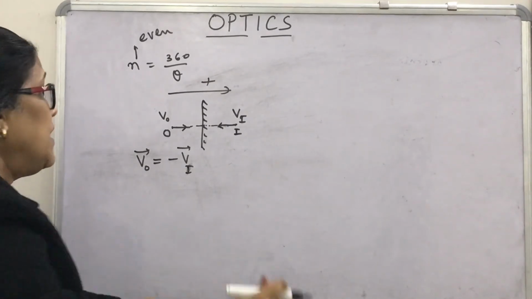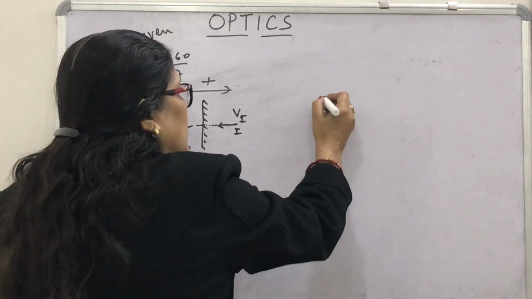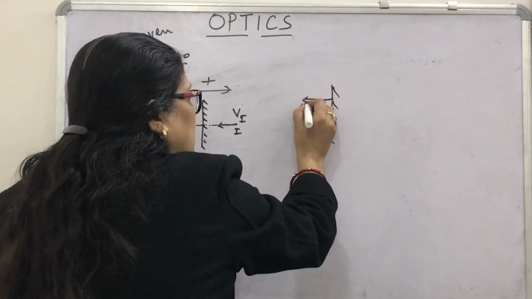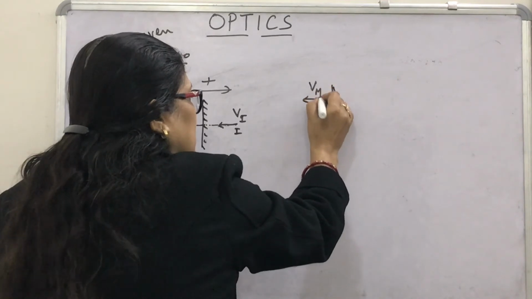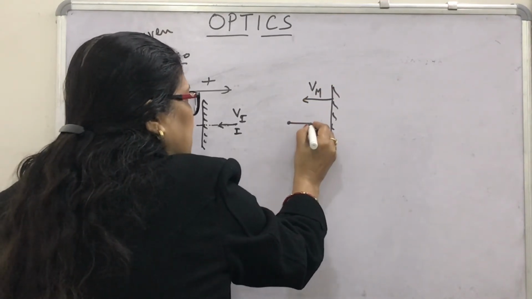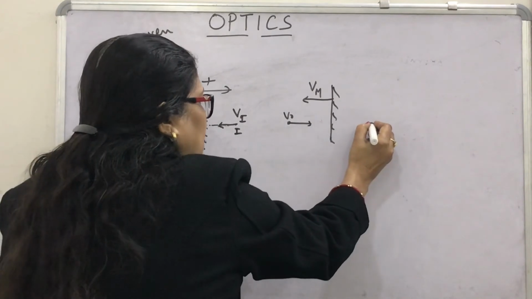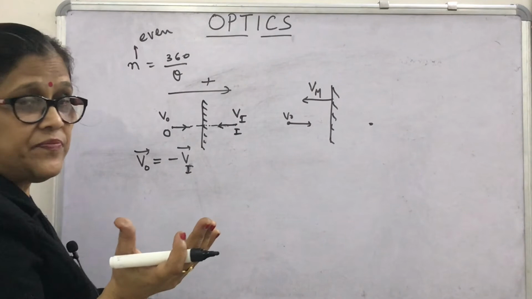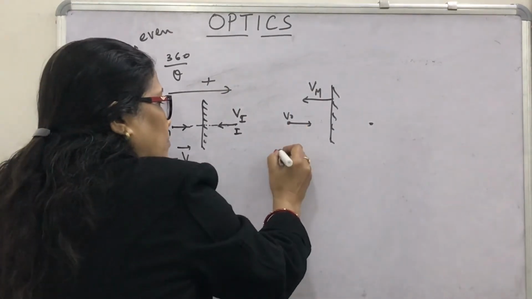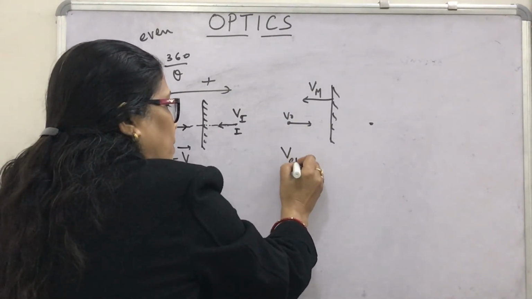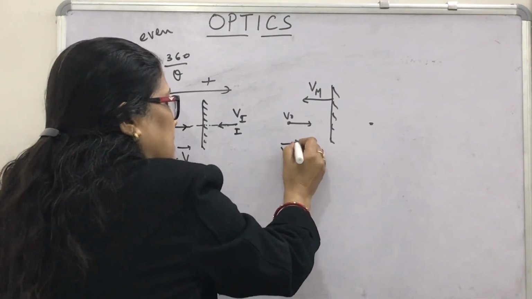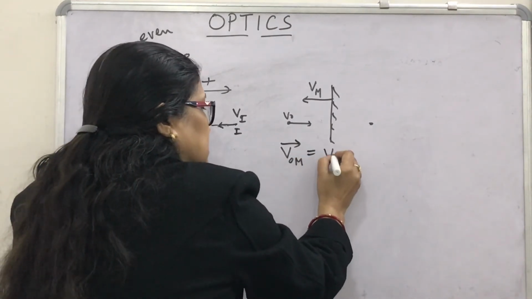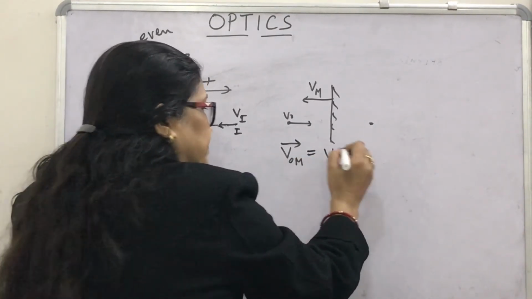What will happen if the mirror also moves? Suppose in this case, this is the mirror which is moving in this direction and the object is moving in this direction. What about the image? How will you find the velocity of the image? In this case, we will write the velocity of object with respect to mirror, that is VOM. Remember relative velocity. What will you write for this? This is VO minus VM.